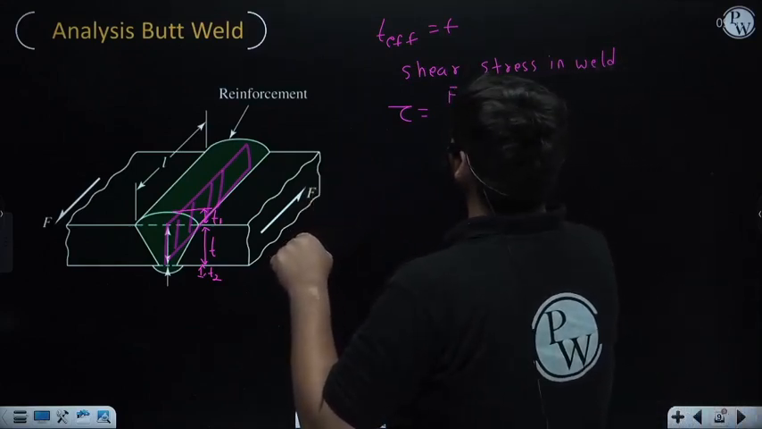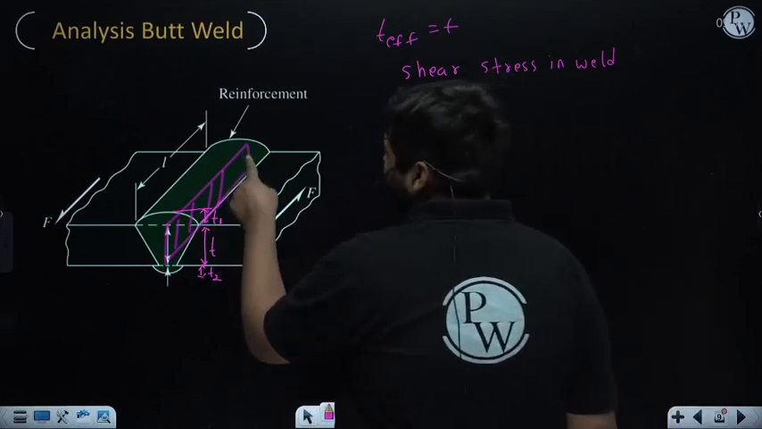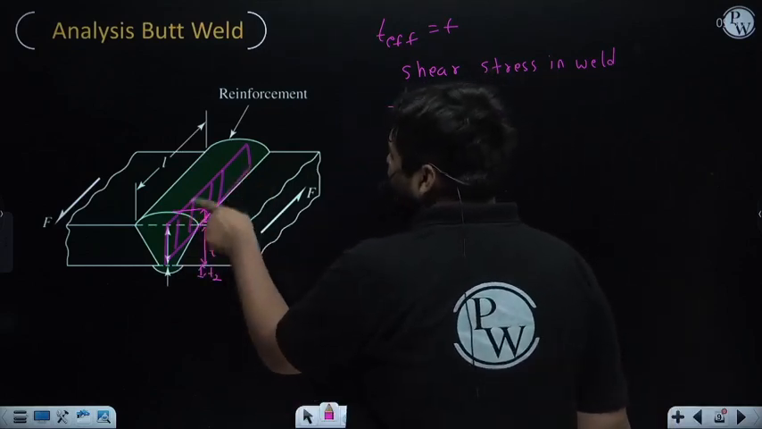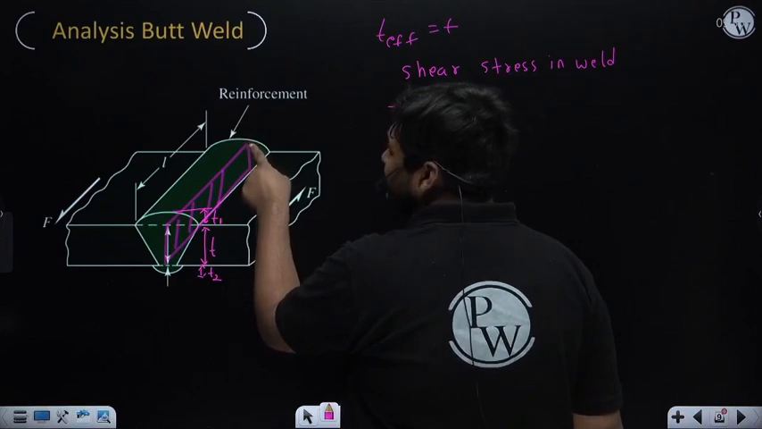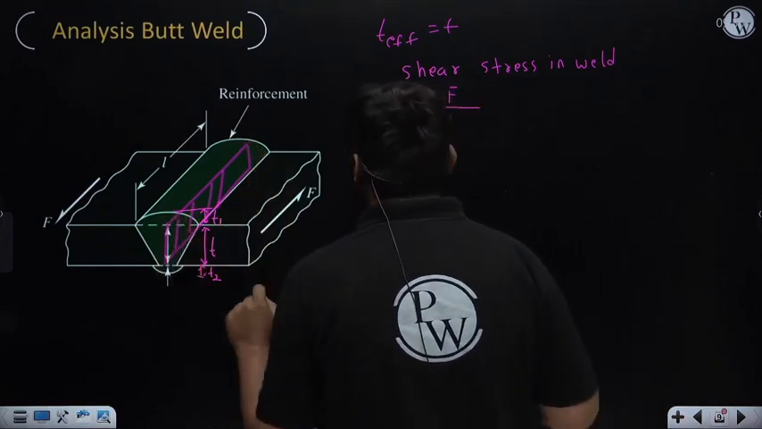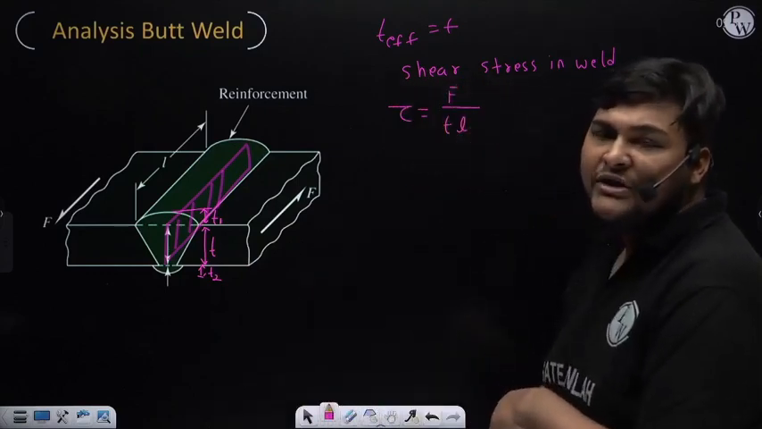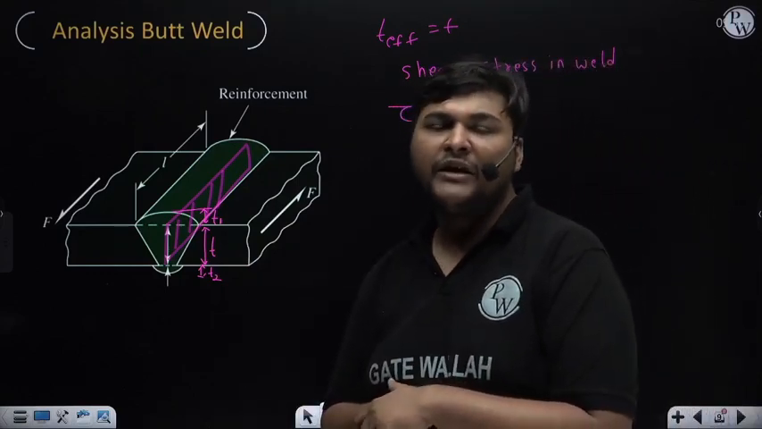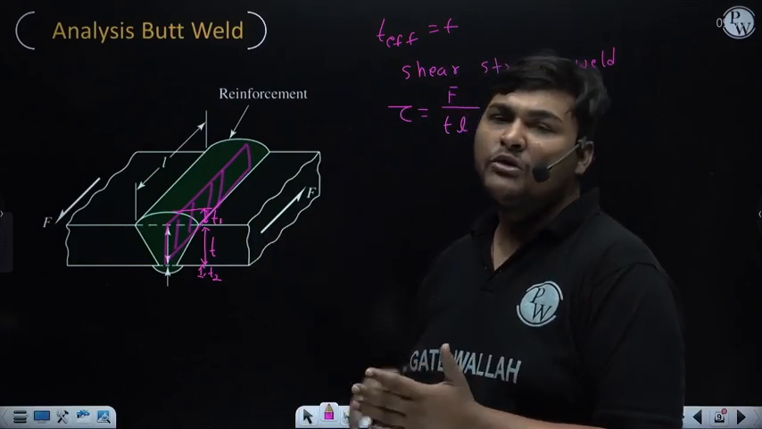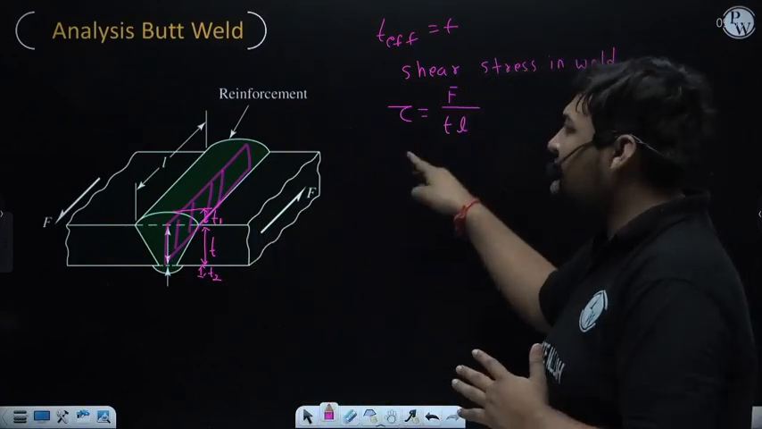Right, now force is F divided by the effective area of this plane, and effective area is the length of the plane, length of the weld is L, and effective thickness is T. So effective area is T into L. You see it is the actual shear stress in this butt weld, and you can also say it is maximum because no other stress apart from this is coming in this plane.